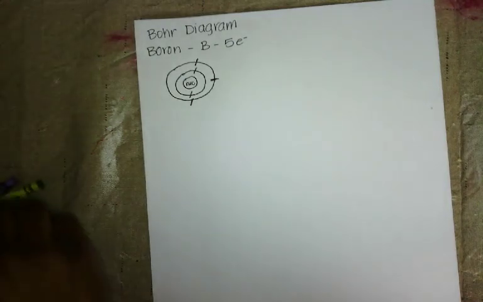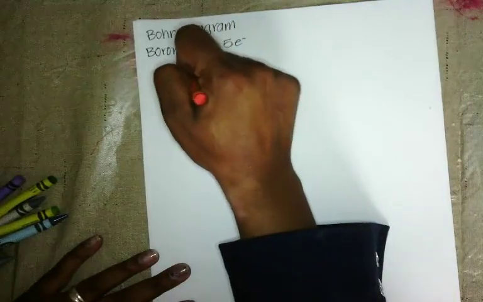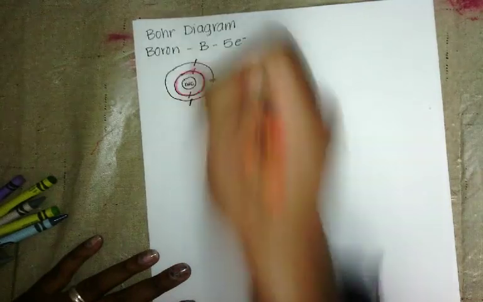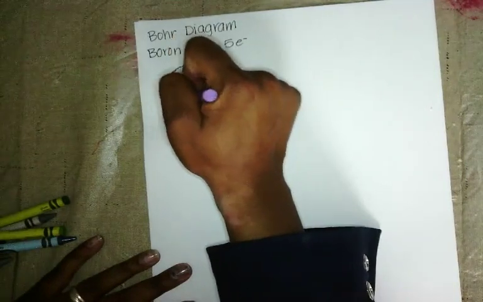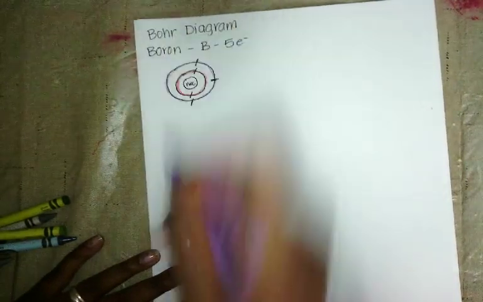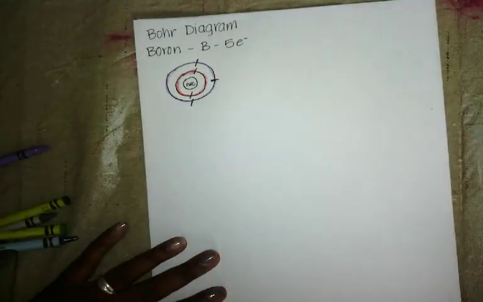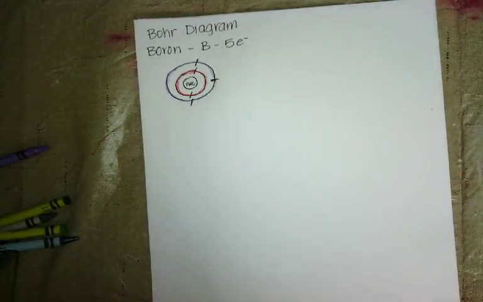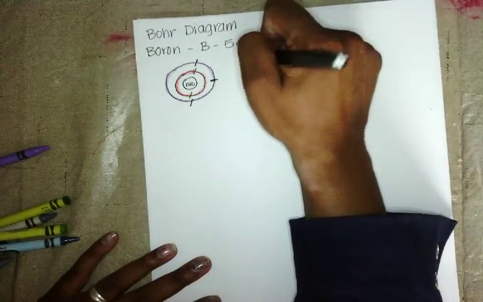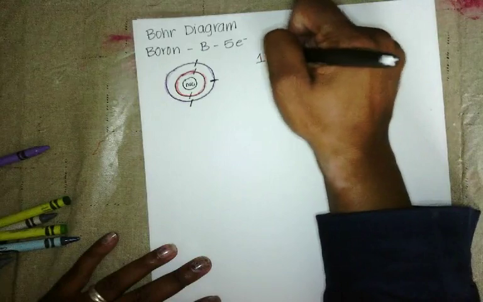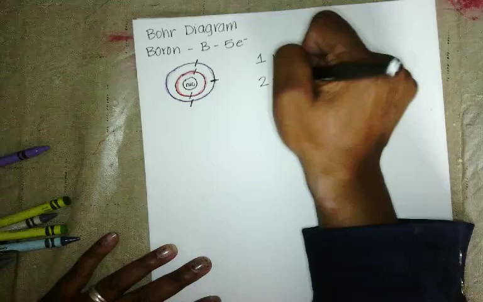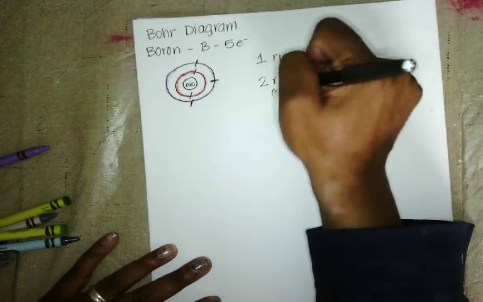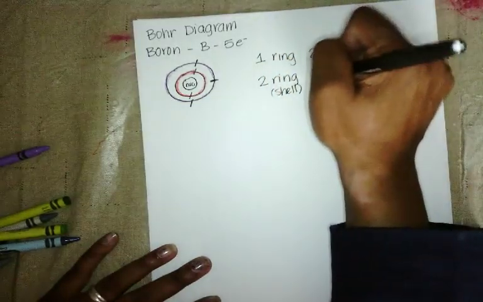To make this a little bit clearer for you, I'm going to color the electrons on the first ring with this orange, and the electrons on the second ring with this kind of purple. Okay, so this is our typical Bohr diagram, and we would say that the first ring, the first level, has 2 electrons, and the second ring or shell or energy level has 3 electrons.